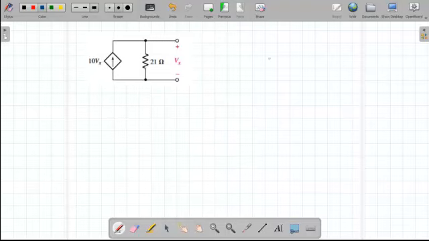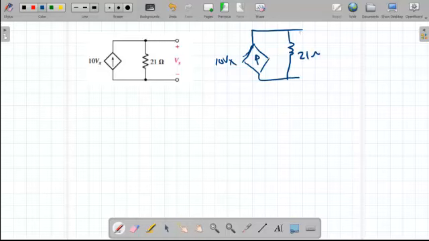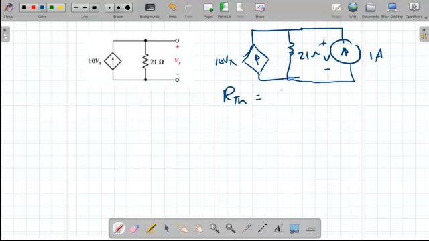So this is the 10 Vx. Then this is the 21 ohm resistor. And what I will do here, I will assume a test current equal to 1 amp. Then I will find the voltage here. Remember, this can be replaced only with a resistor. So R Thevenin will equal this voltage over 1 amp. I will call this voltage just Vx.